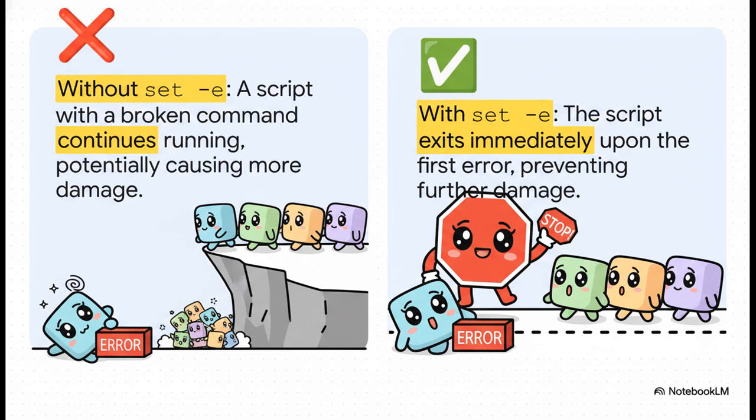Okay, this one is a total non-negotiable for production scripts. Just imagine your script needs to stop a database, then delete the backup. Well, what if the stop command fails? Without set -e, the script just keeps going and, whoops, you've just deleted the backup of a live running database. Not good. With set -e, the second that first command fails, the whole script stops dead in its tracks. It fails fast, and it fails safe.